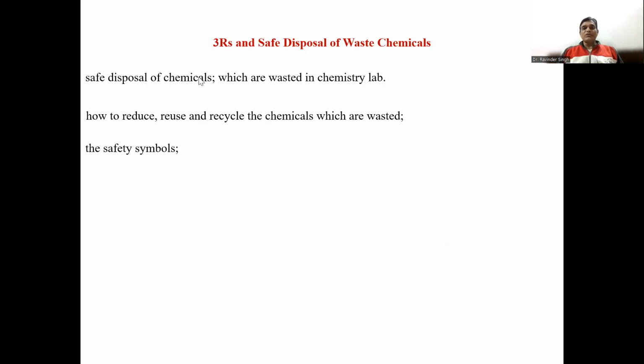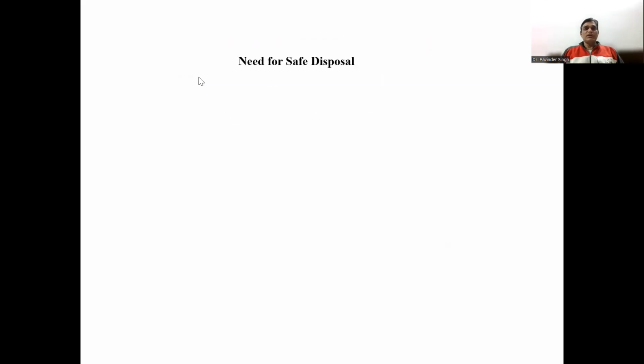In the previous lecture also, we already discussed the different safety symbols. There are different alternate greener methods for experimentation in teaching chemistry also. So first of all, we will discuss the safe disposal.